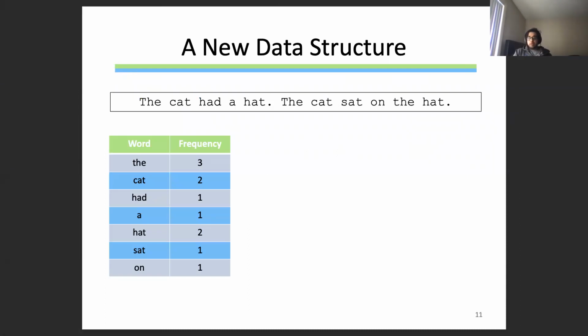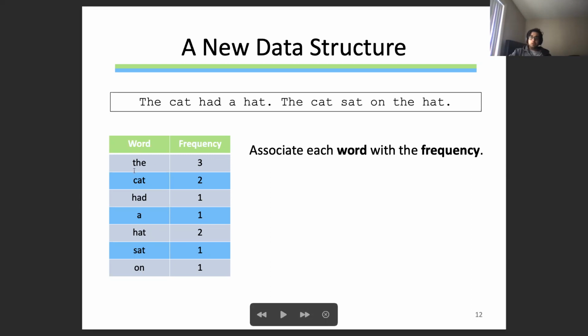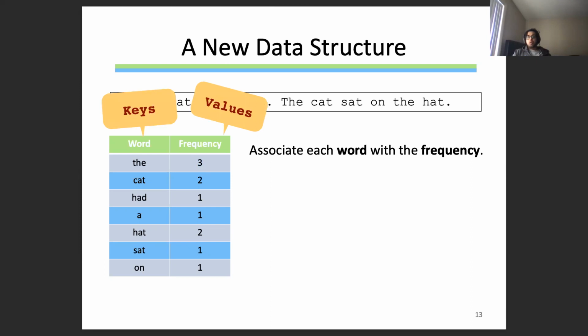Now, let's say you have a sentence and you want to count the number of words in that sentence. The cat had a hat, the cat sat on the hat. So what this essentially means is that we need to associate each word with a frequency. The comes thrice. That's the frequency of the. It just means how many times it comes up. So you have keys and you have values. Remember, we are associating each word with its frequency, which means that we are associating keys with values.